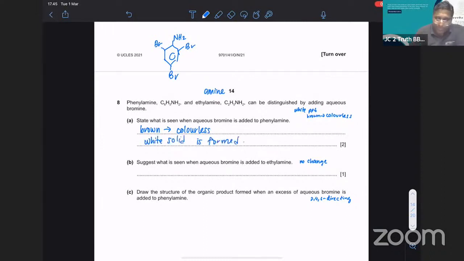Suggest what is seen when aqueous bromine is added to ethylamine. For ethylamine, the brown solution remains, or no change.